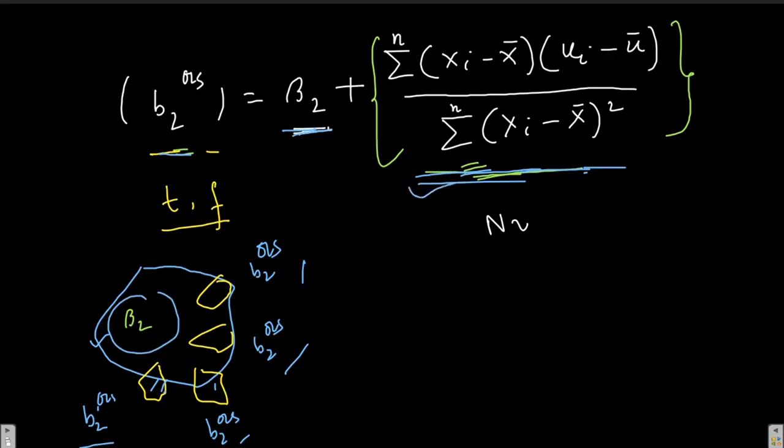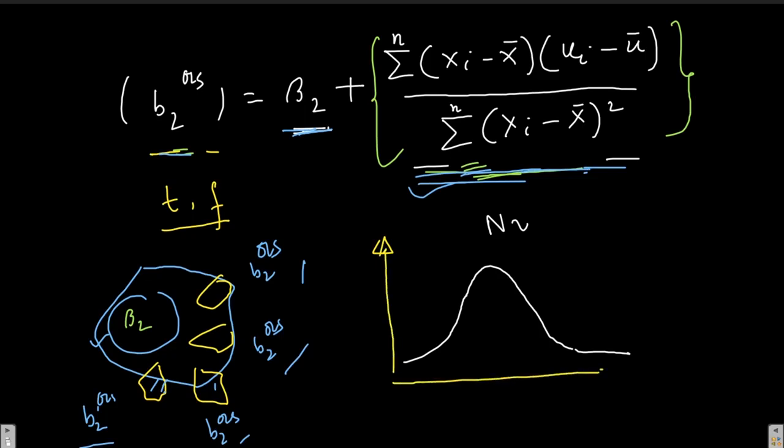Now, if I plot this, what I get is a distribution of B2 OLS. Because this error component is normal, the distribution of B2 OLS is also going to be normal. I can safely say that the distribution of B2 OLS is going to be a normal distribution. Let's say you plot probability density or frequency on the y-axis, and the value of B2 OLS on the x-axis. If we plot this, we will get a normal distribution.